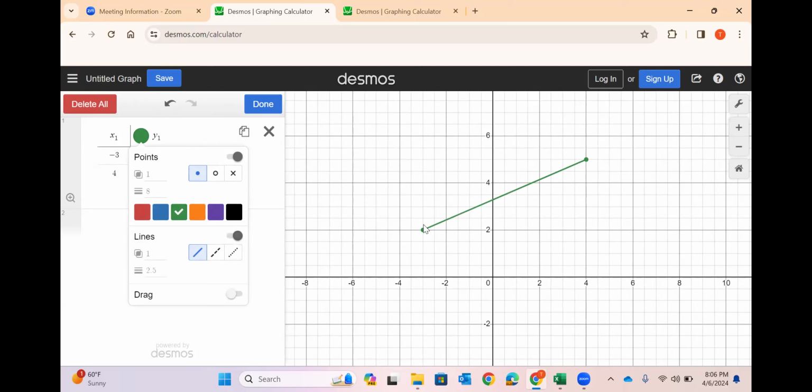Okay, so you can see here that then I could count. So I could go up 1, 2, 3, 4, 5, 6. Over 1, 2, 3, 4, 5, 6, 7, 8, 9, 10, 11, 12, 13, 14. So that would actually reduce to 3/7.